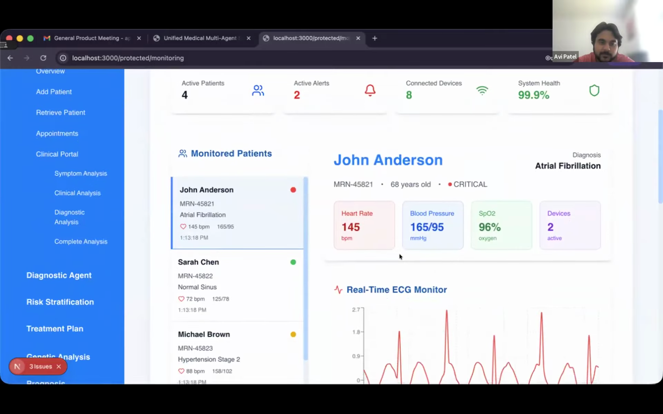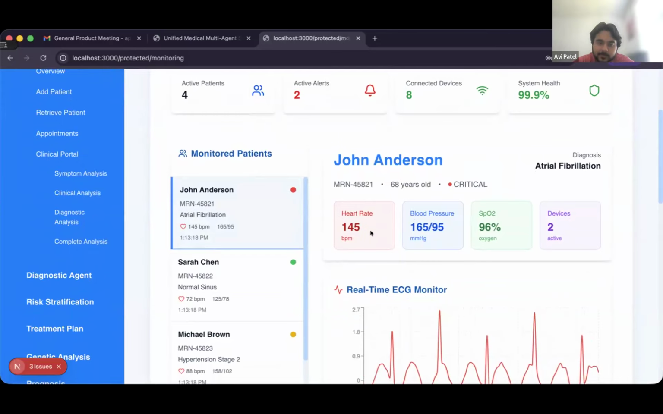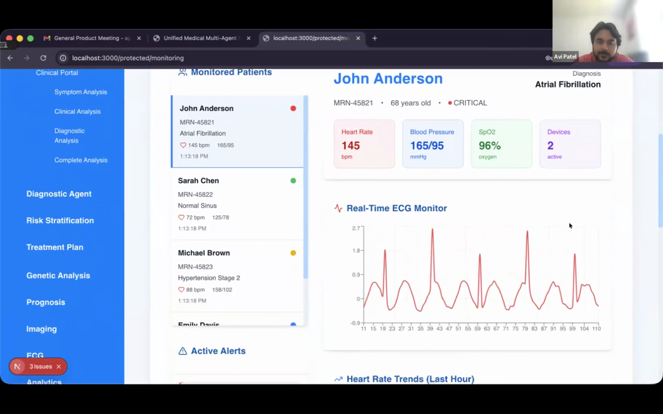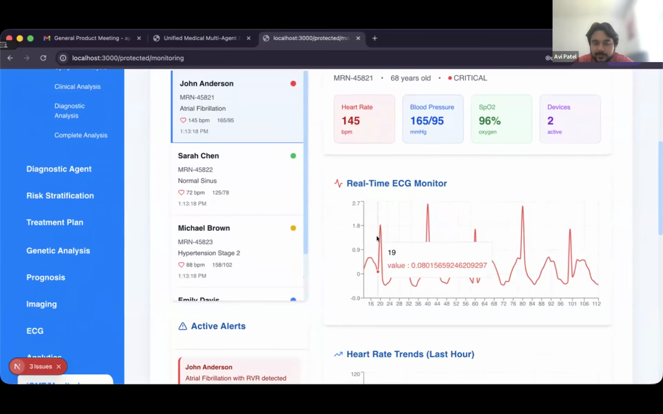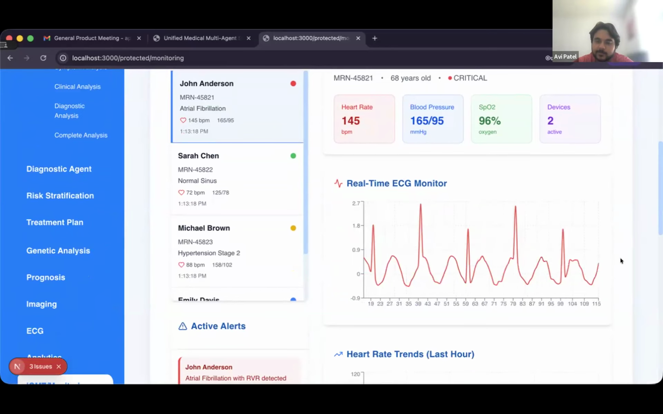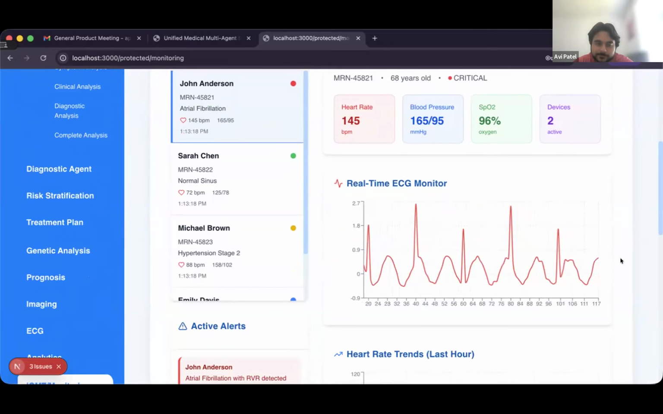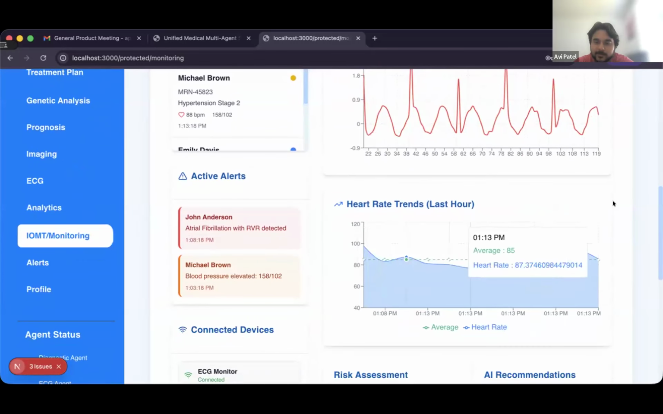So currently, we have a patient, John Anderson. We have his MRN number. His condition is critical. His heart rate is 145, their blood pressure, their oxygen levels, and the devices that have been connected. So currently, one of the devices that are connected is an ECG monitor, which is live streaming his vitals for ECG. And if anything goes above abnormalities, then clinicians will be automatically notified. So here we also have the heart trends for the last hour.